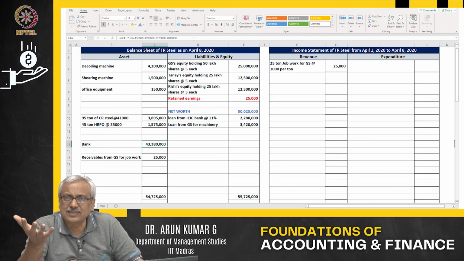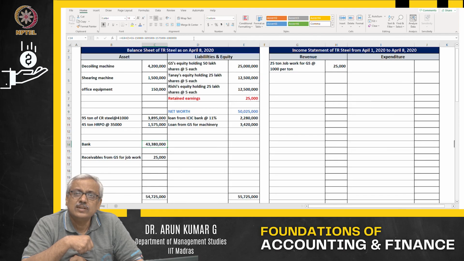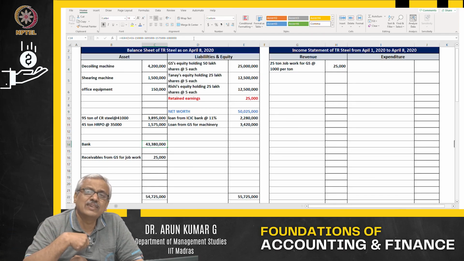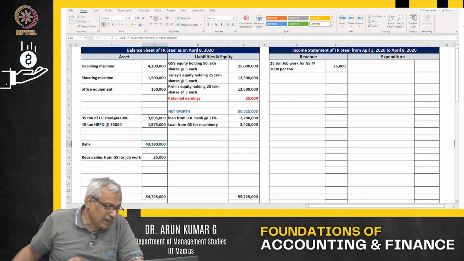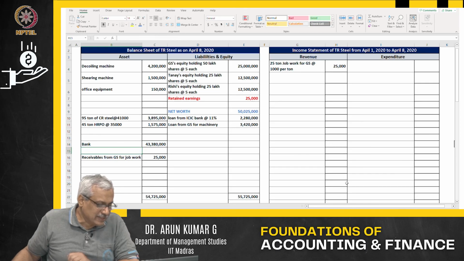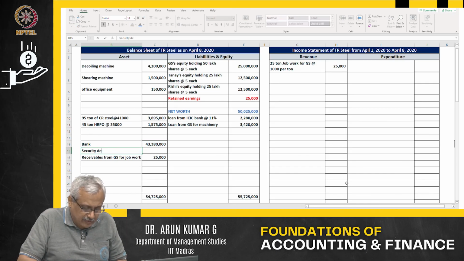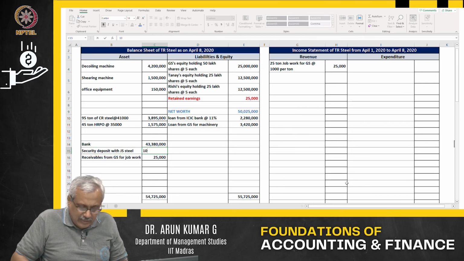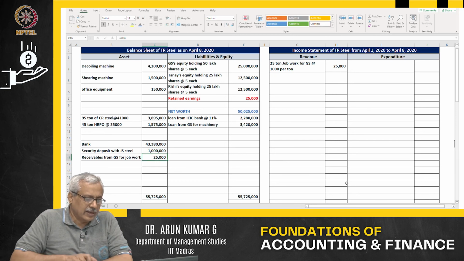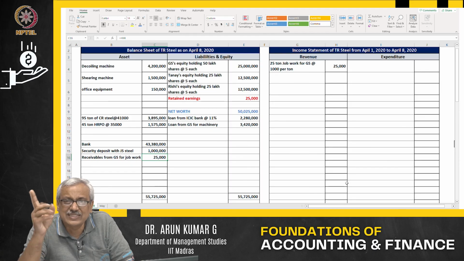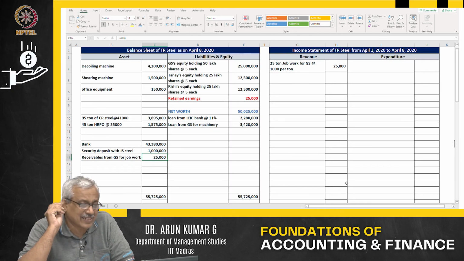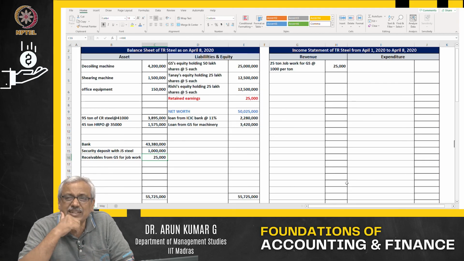If you don't participate in the e-auction, that money will come back to you. If you don't win an e-auction, that money can come back to you. It is only a security deposit. So it is your money. When it is your money, what is it? It is an asset for you, a security deposit with JS Steel. So what is the value? 10 lakhs. So what is happening? An asset is getting impacted twice. One, a bank account, the balance is going down. Another, your money is with somebody else, so an asset is getting impacted twice. And as of April 8, this is how the balance sheet will look, and this is how the income statement will look.